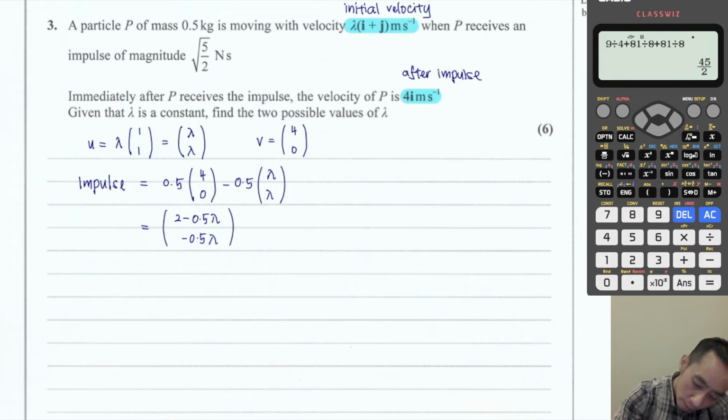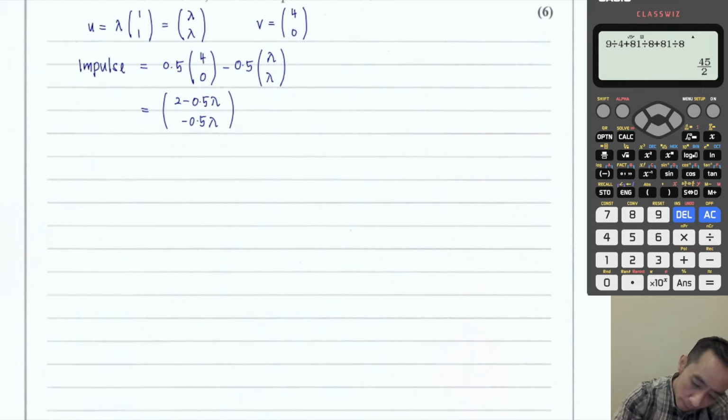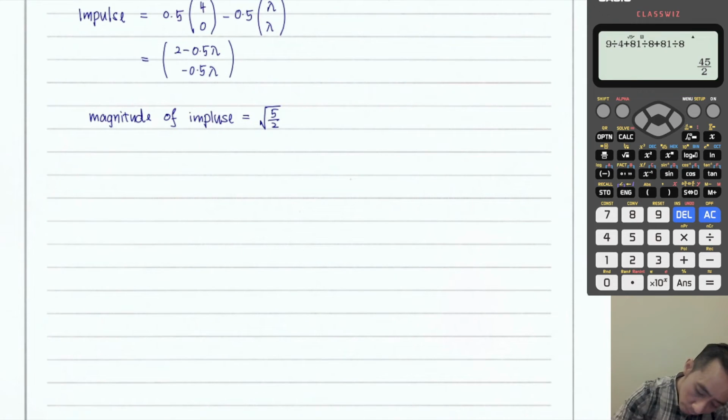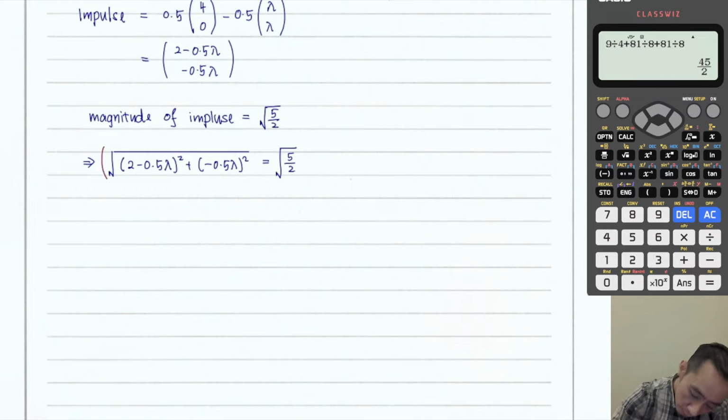Now, we are told that the magnitude of the impulse is square root of 5 over 2, which means the magnitude, square root of (2 minus 0.5 lambda) squared plus (negative 0.5) squared is equal to square root of 5 over 2. So for this one, I just square both sides.